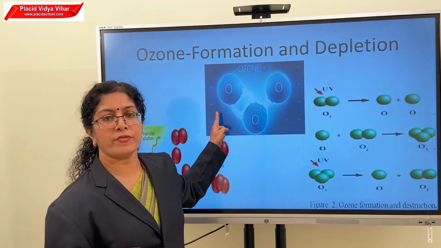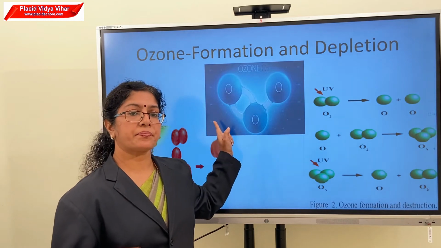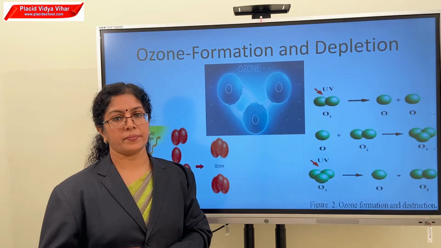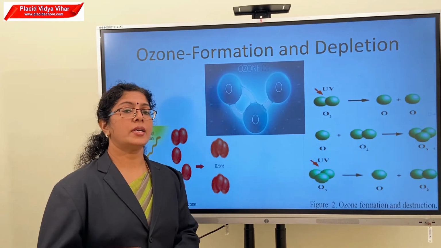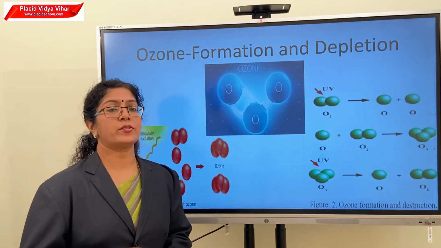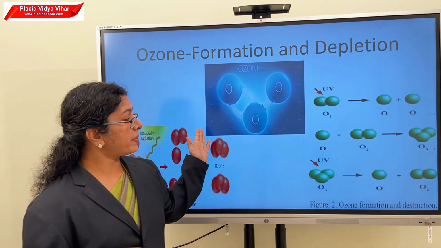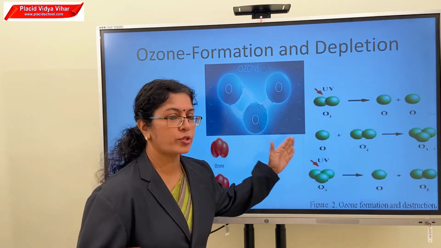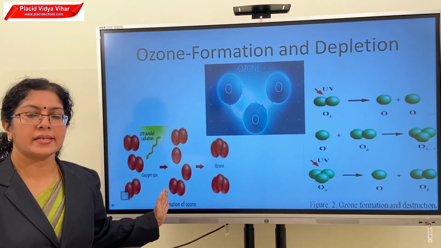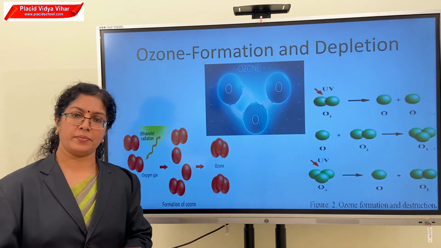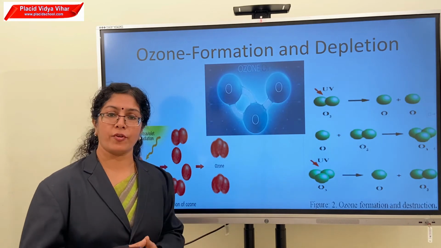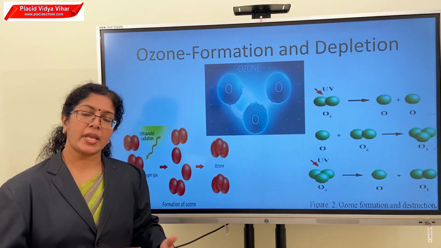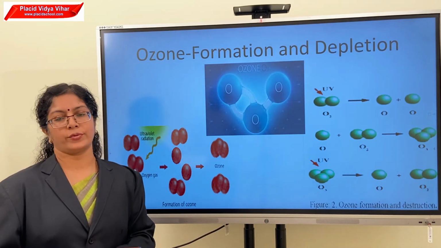This is the form of ozone, which is unstable in nature. So when this ozone molecule absorbs ultraviolet rays again, it breaks up into an oxygen molecule and a single oxygen atom. So this cycle of ozone and oxygen formation continues in the ozone layer.